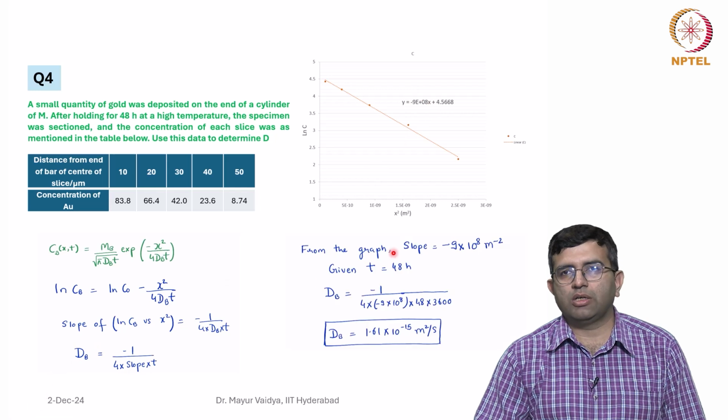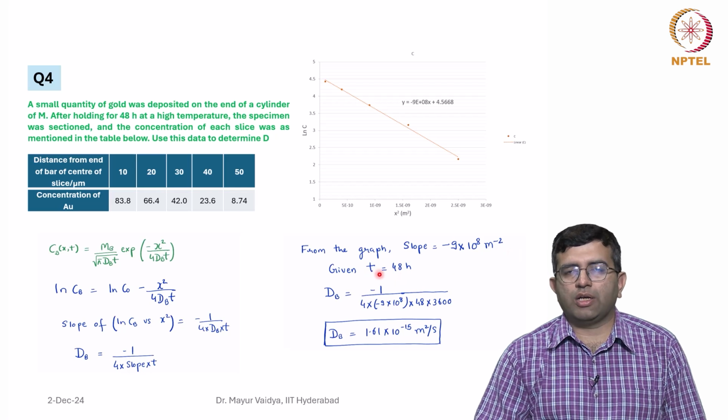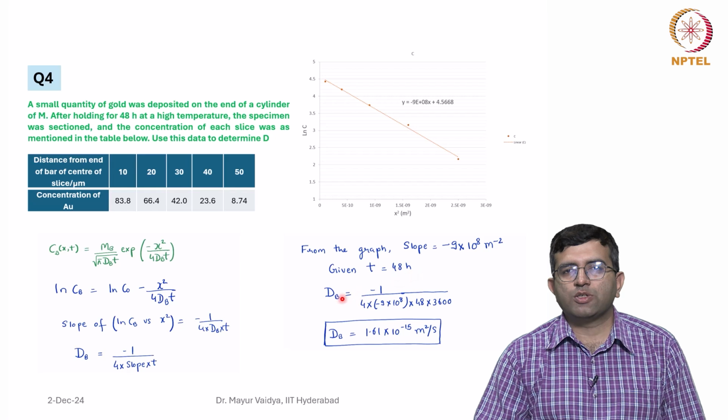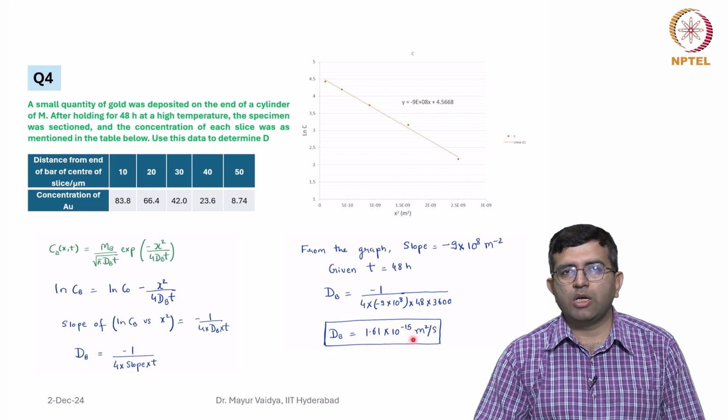Once you have the slope, we can use it to calculate. For example, here the slope is minus 9 into 10 to the power 8 per meter square, and we are given the annealing time of 48 hours. Therefore, if we put these in this formula, we get the diffusion coefficient as 1.61 into 10 to the power minus 15 meter square per second.